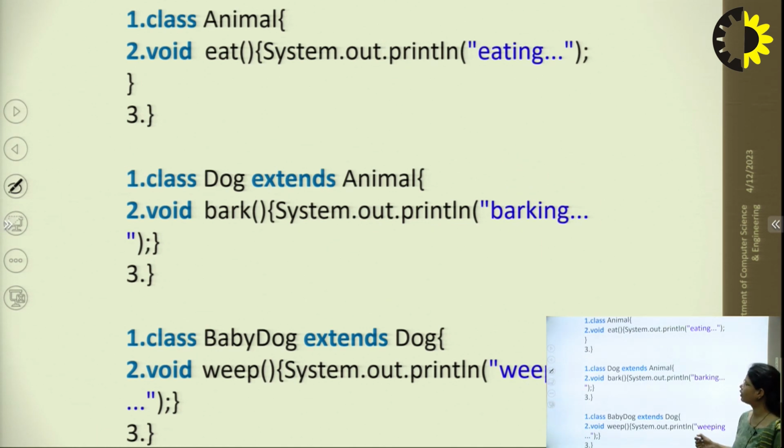When we talk about real life, in the earlier example I was showing single inheritance only. Now over here I have created a class Animal where there is a method eat. Dog extends Animal, where the method is bark, whereas BabyDog is also a class which extends Dog, which is the parent for BabyDog, and the method is weep.